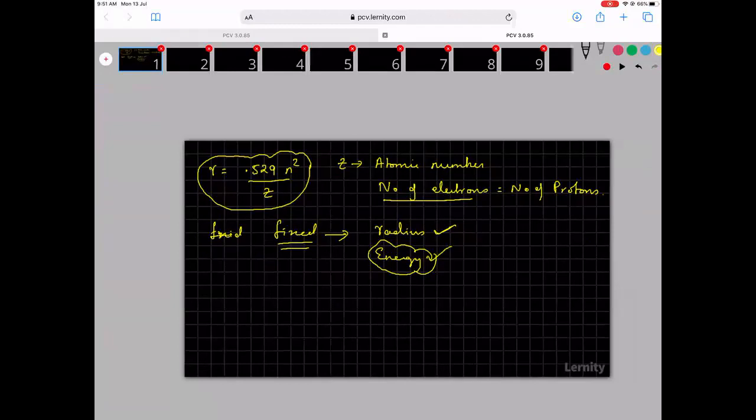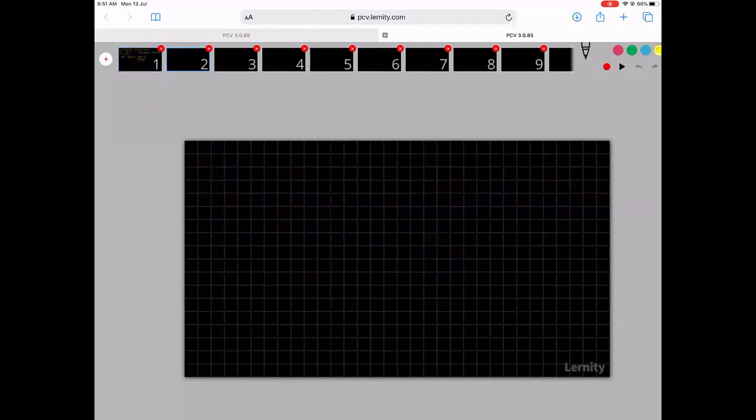So let's work with energy. Total energy is equal to potential energy plus kinetic energy. Kinetic energy, you know, is half mv square, and potential energy I was telling you is equal to minus k z e square by r. Further, I told you that mv square by r is equal to k z e square by r square.